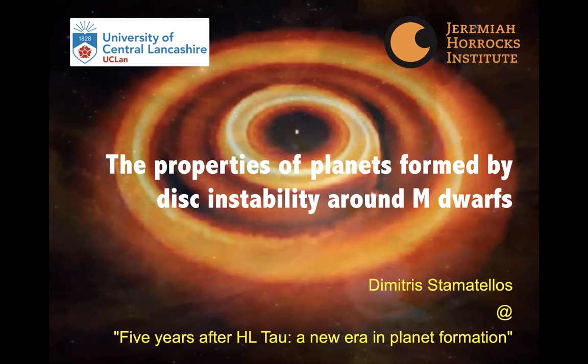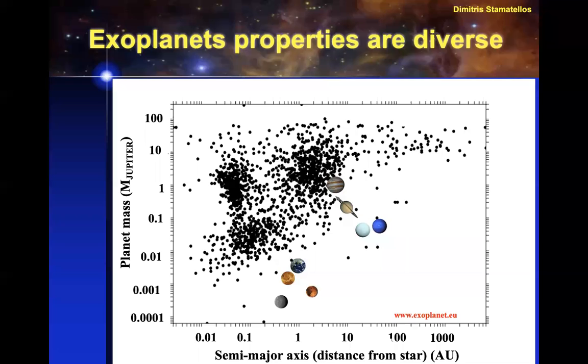Hello, this is Dimitris Stamatellos, and I'm going to talk to you about how we can form planets around M dwarfs by disk instability. One of the striking features of the observed exoplanets is that their properties are very diverse. In this graph, I plot the planet mass versus the semi-major axis of the observed planets, and you can see that they are scattered all over the place. These exoplanetary systems are nothing like our solar system.